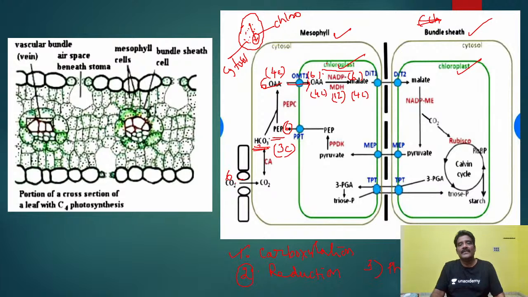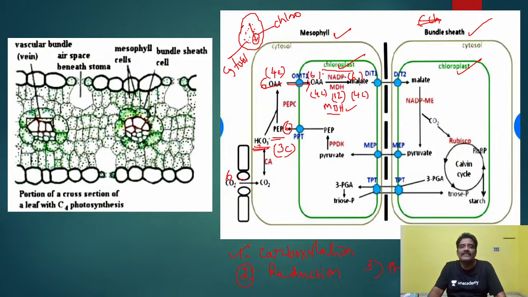And then what is the fate of this malic acid here? Now, one enzyme is there, the malic dehydrogenase enzyme. Here the enzyme is not mentioned. The enzyme is named malic dehydrogenase. Okay. Without this enzyme, this reduction of OAA into malic acid will not happen.